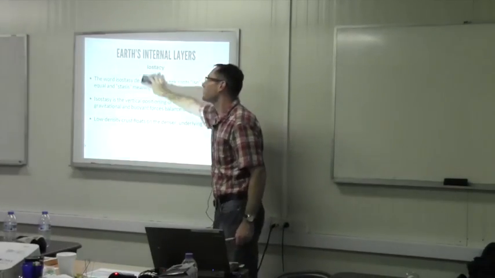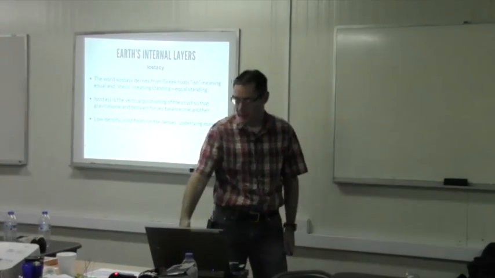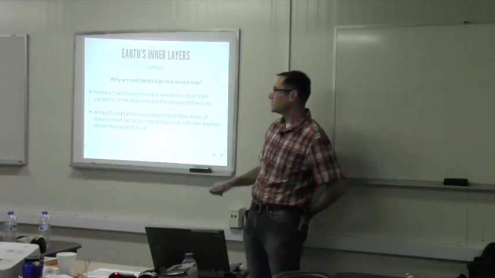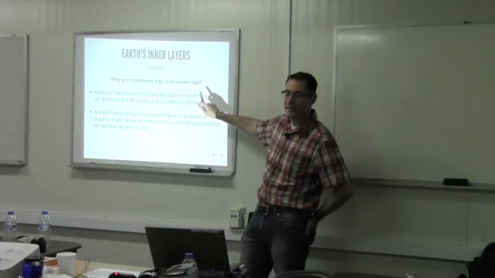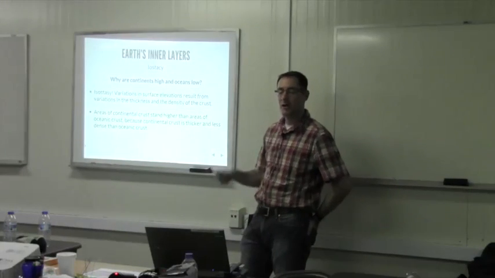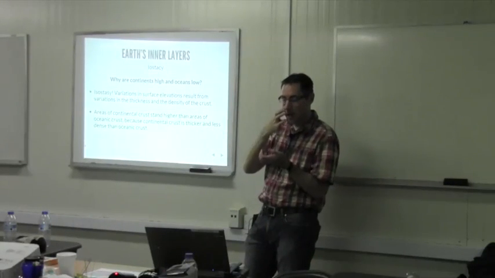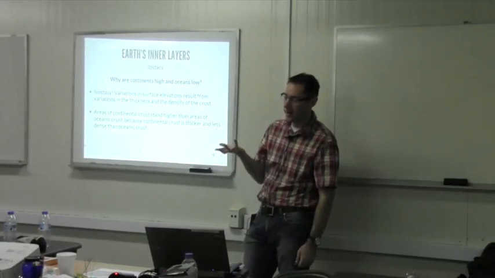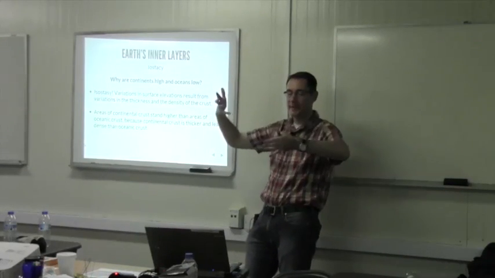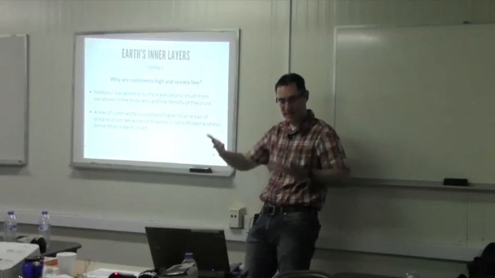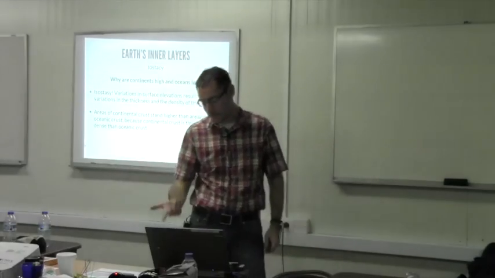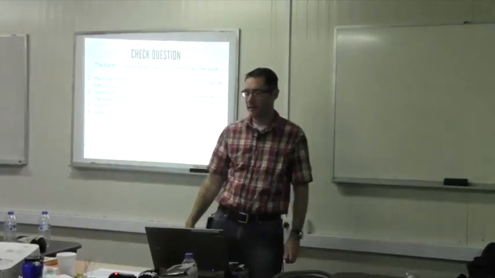And that's why we can end up getting these plates moving along. This is why continents are high and oceans are low. You get variations in the surface elevations because of the thickness and density of the crust. It's kind of like an iceberg. The continental crust is higher because it is less dense, and so it floats up higher than the oceanic crust. That's why you get mountains.